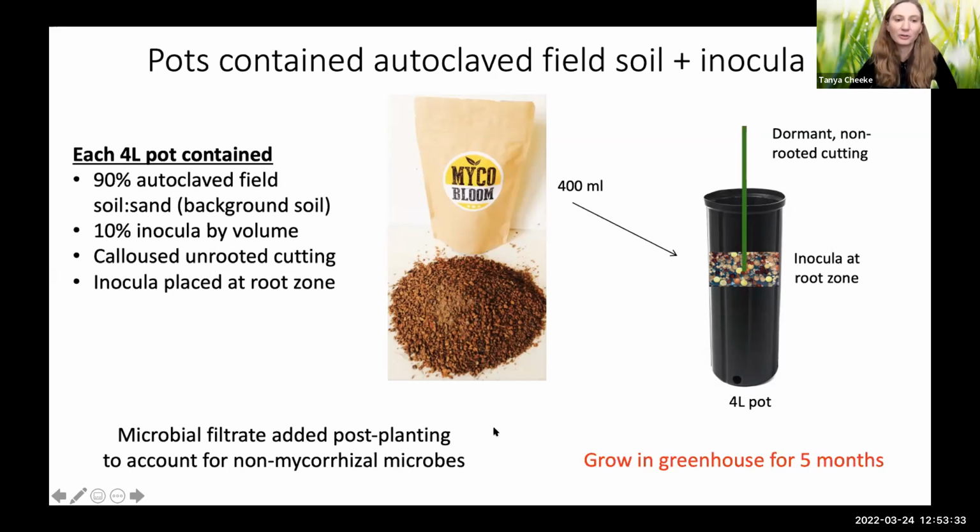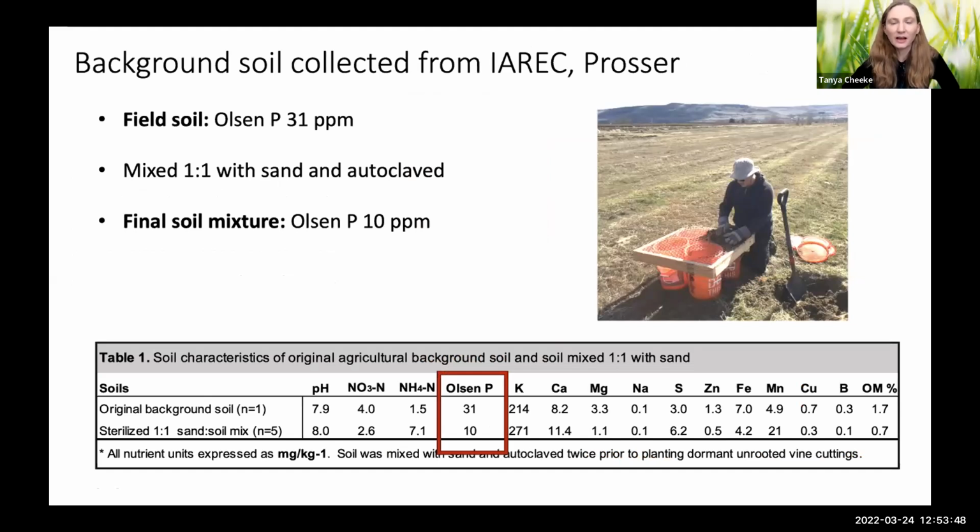And then we also did a microbial filtrate where we extracted the bacteria from the inocula so that we can account for non-mycorrhizal microbes. So the only thing that varies is the mycorrhizal fungi. We collected the background soil from the research station in Prosser. The field soil had an original Olsen P content of 31 parts per million, which was a little higher than what we were looking for in the greenhouse experiment, because in high phosphorus soils, the mycorrhizal fungi tend not to be as beneficial. So what we did was we mixed it 1-to-1 with sand and autoclaved to kill the resident organisms. And then the final soil mixture was an Olsen P of 10 parts per million.